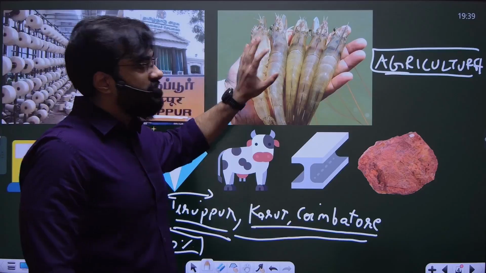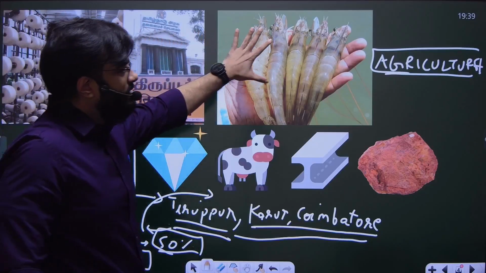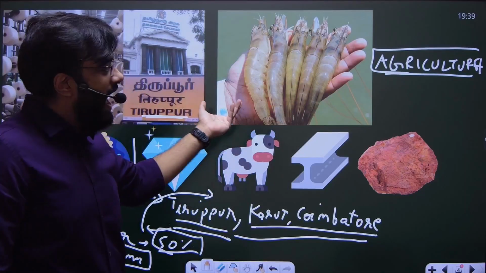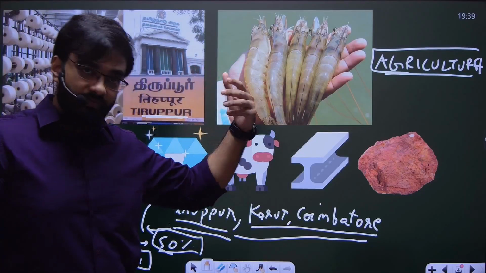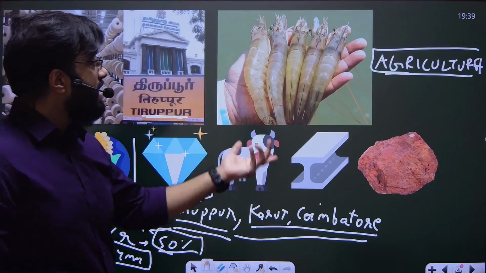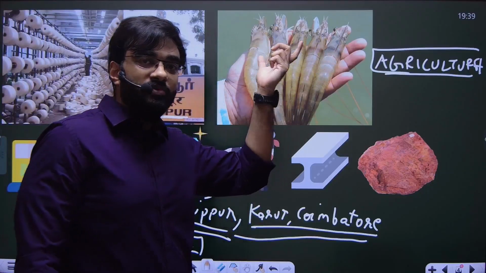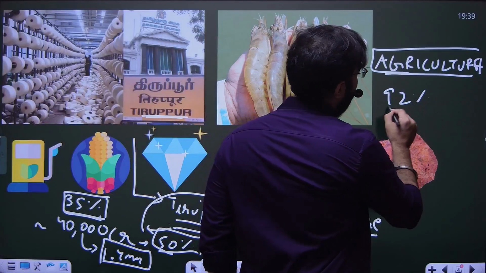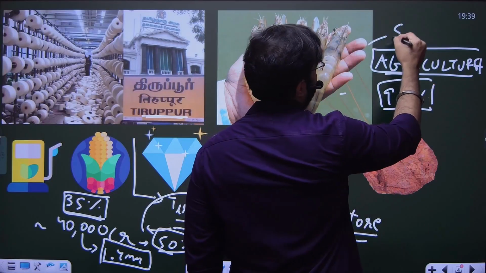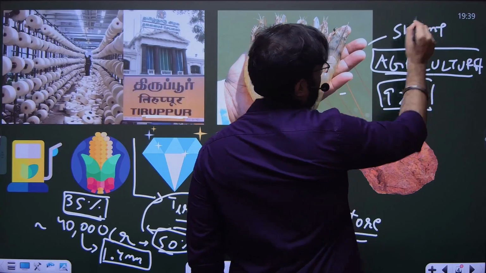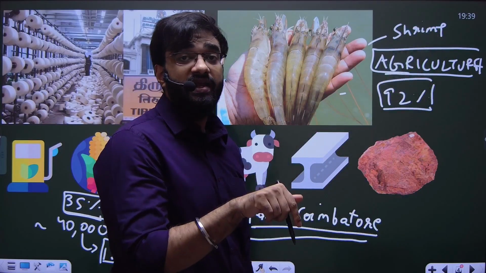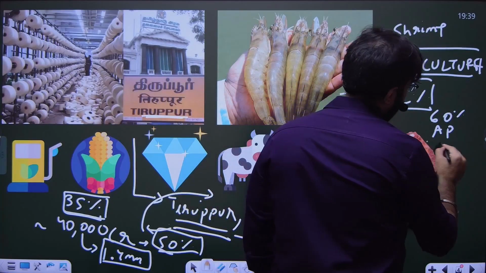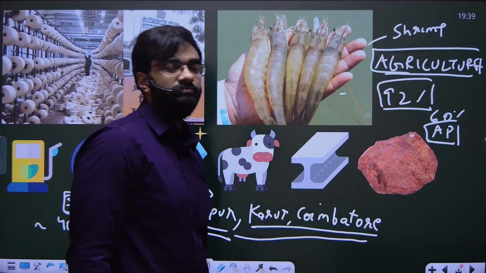Then another thing is the shrimp. Now what is shrimp? It's a part of aquaculture. Okay, there's no need to make a face. This is a seafood, and India is one of the prominent exporters of seafood. And out of that seafood exports, 92% belong to shrimp. And 60% of that shrimp produce is done by one state in particular, Andhra Pradesh.